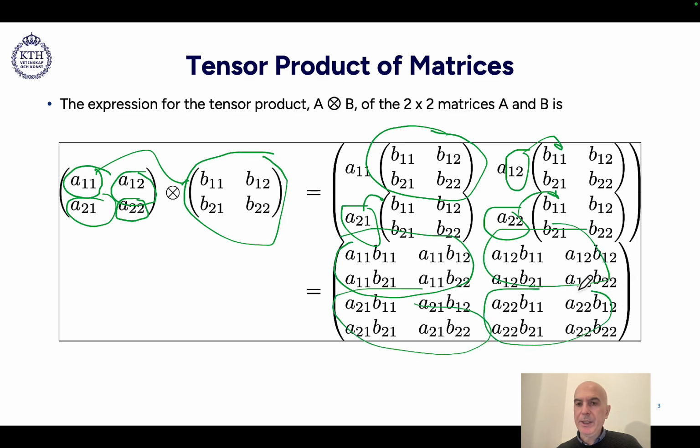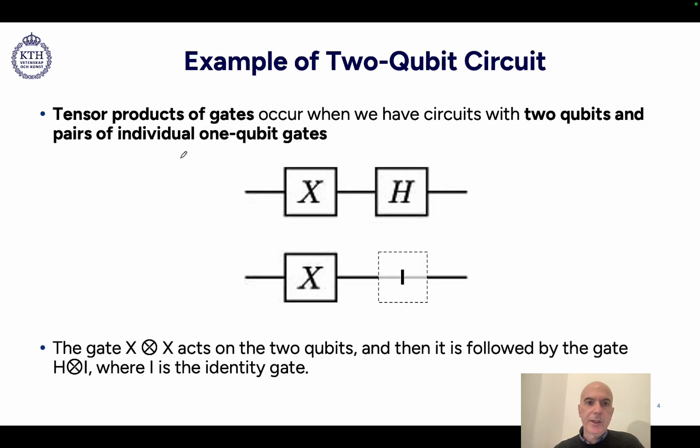So whenever we need to combine two gates that are single-qubit gates acting in parallel, we can use just this tensor operation. We take the matrix formulation of each gate and combine them with the tensor product. So the tensor product of the gates occurs when we have a circuit with two qubits and a pair of individual one-qubit gates.